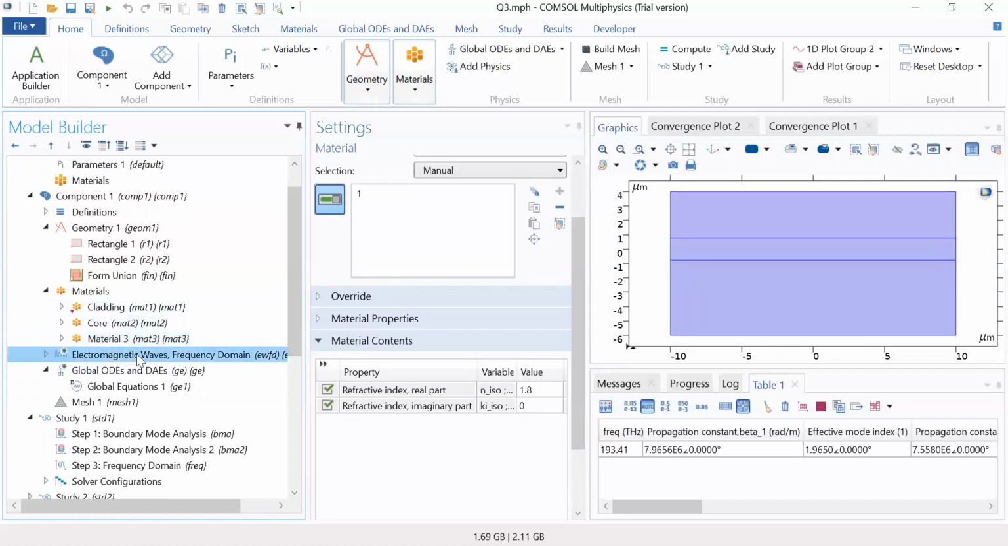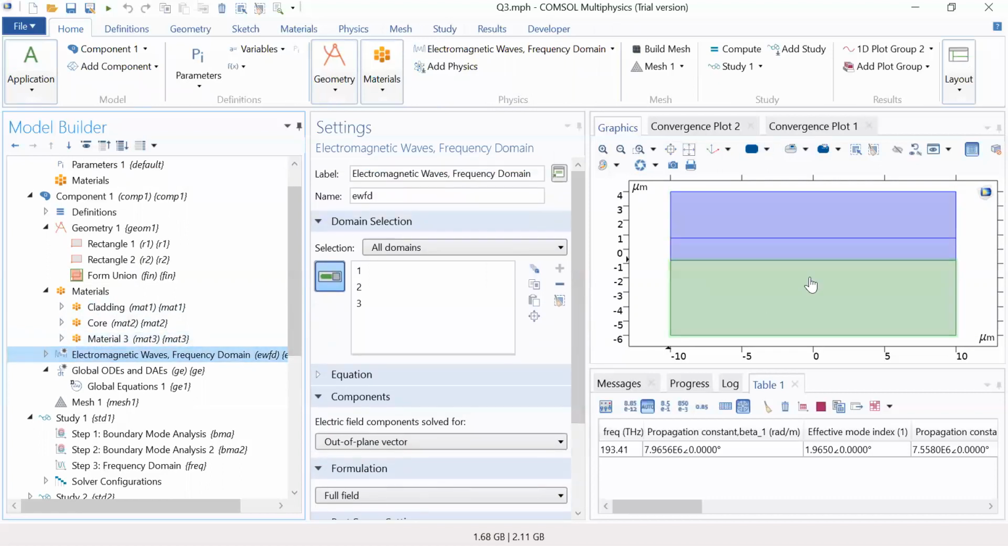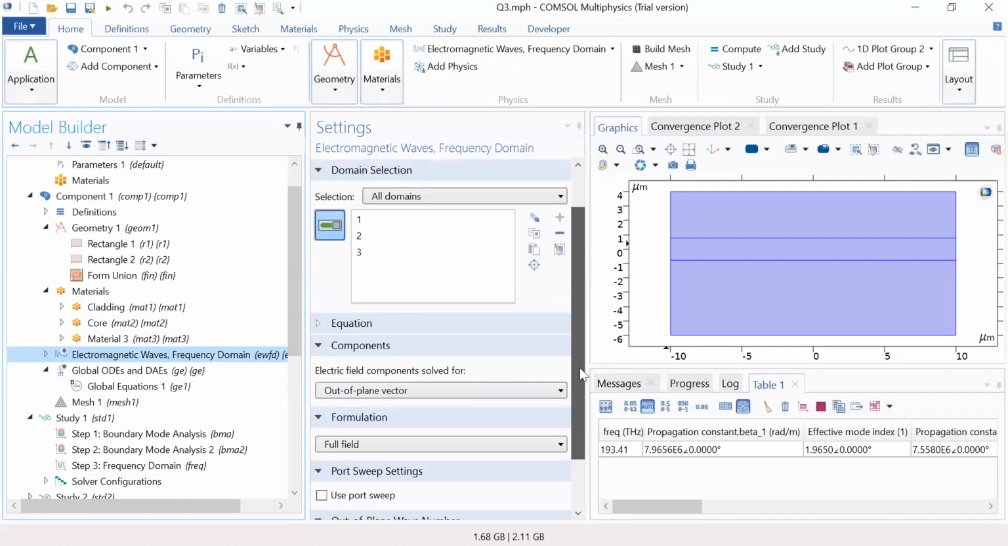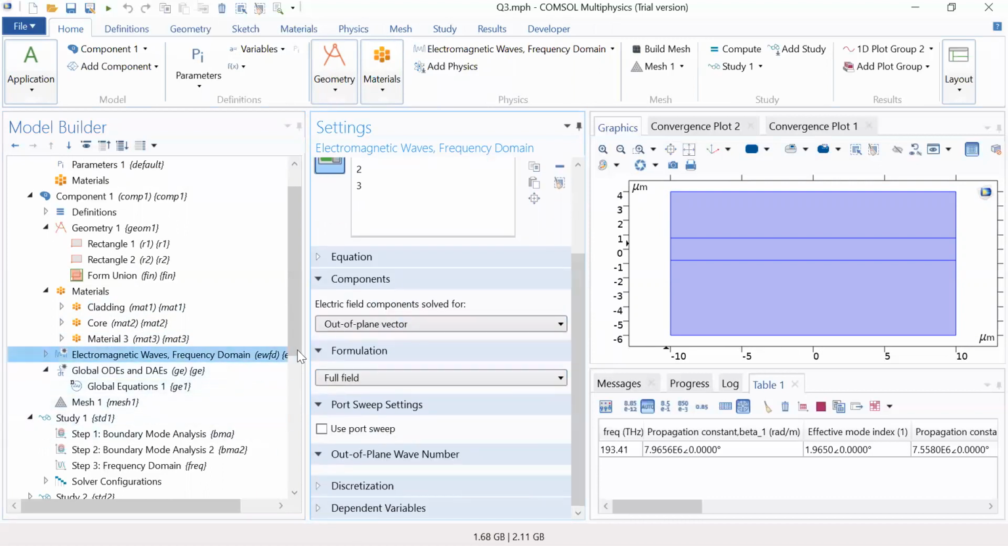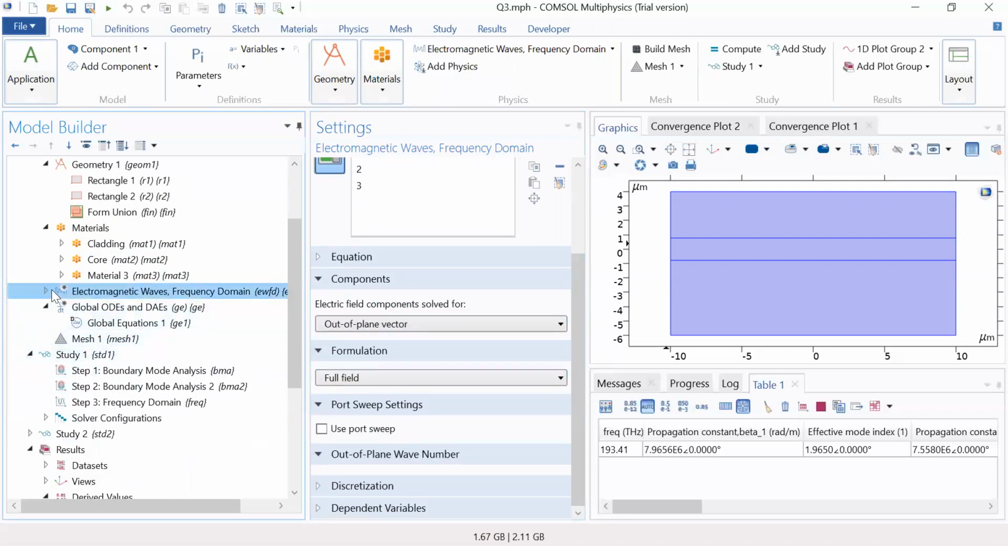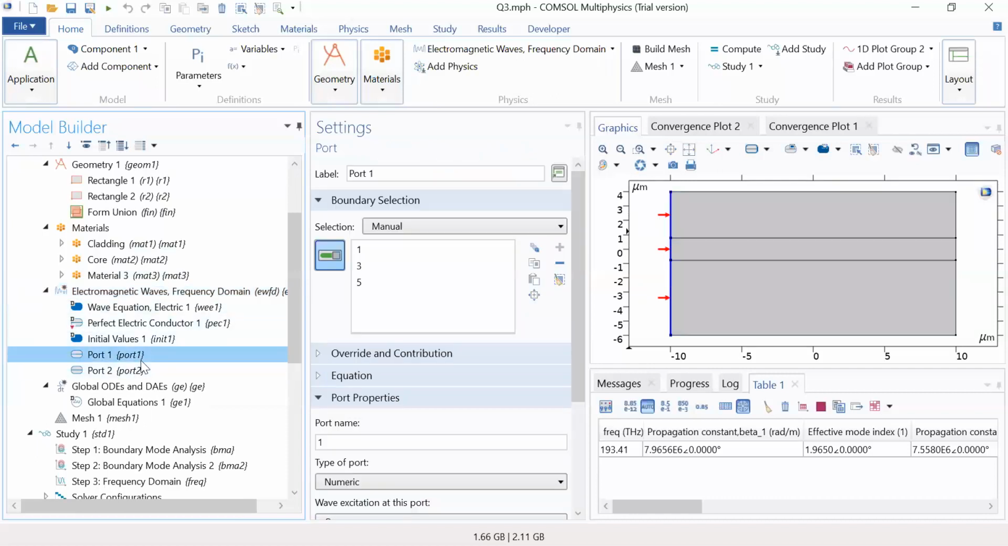We are now interested in solving the actual equation in the three regions. So I put this 1, 2, and 3 region, which shows that I'm interested in it. And as we are working on the transverse electric field, I have to choose the out of plane vector out of the three. And now I'm going to define the input port and output port, similar to what I just did in the symmetric waveguide section.